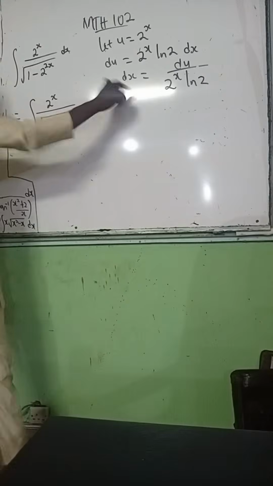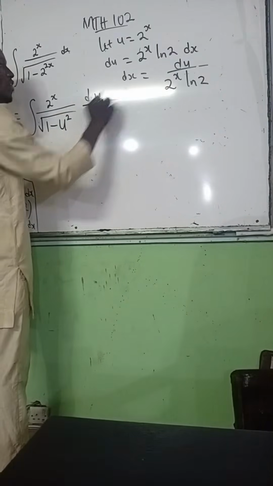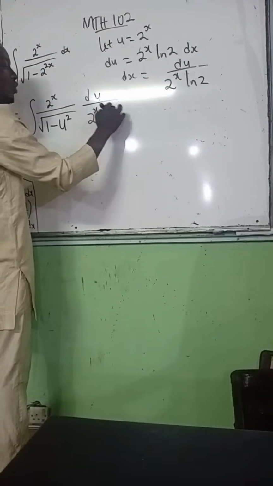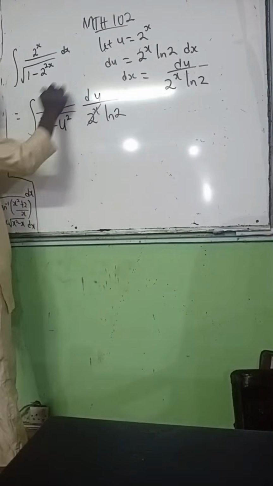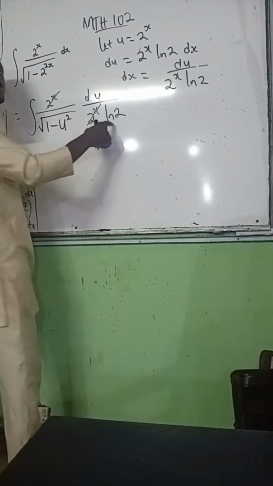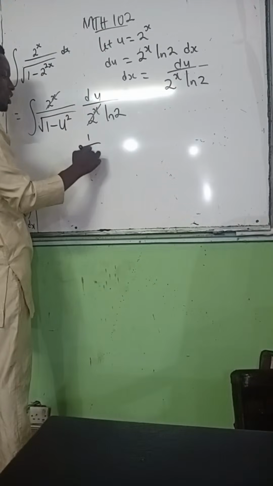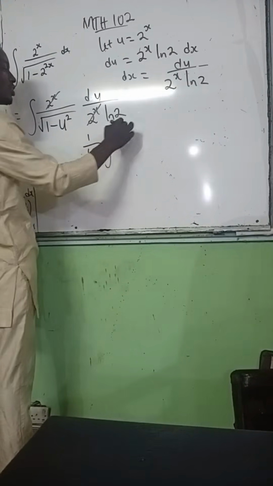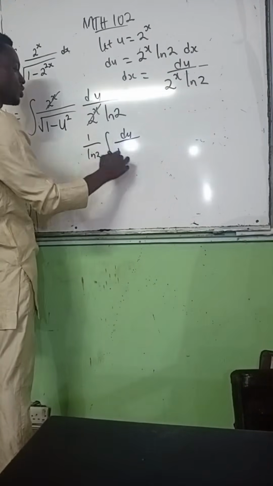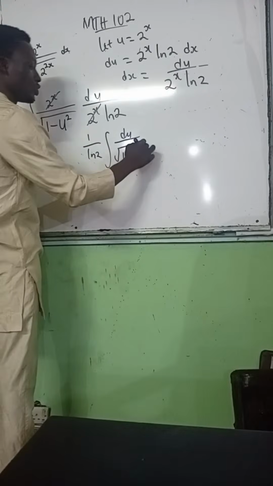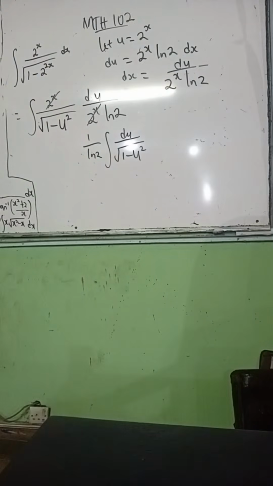So yeah, our dx is du over 2 raised to x ln 2. ln 2 is constant, it can come out. So we have 1 over ln 2 integral of du over root 1 minus u squared. So we just started now.